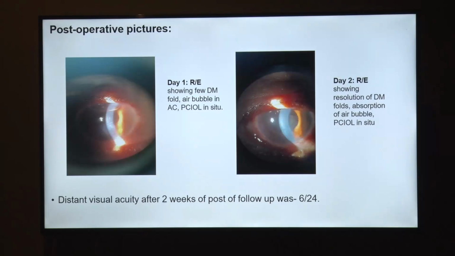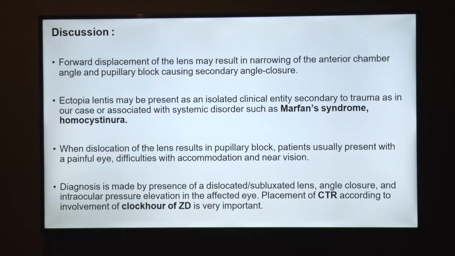We can see the post-op day 1 photo on the right side and the post-op day 2 photo on the left side. We can see mild striate keratopathy in the cornea, but the lens is in position. So after 2 weeks of follow-up, the patient gained a vision of 6/24.